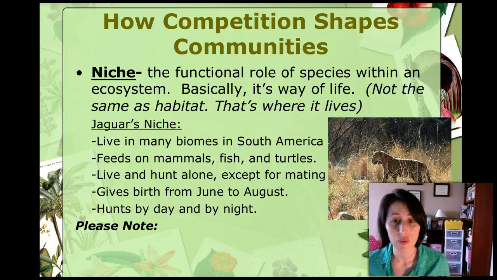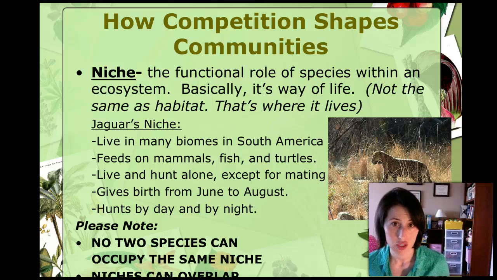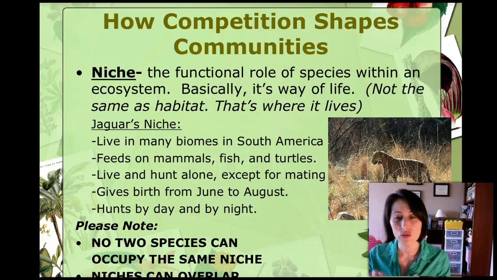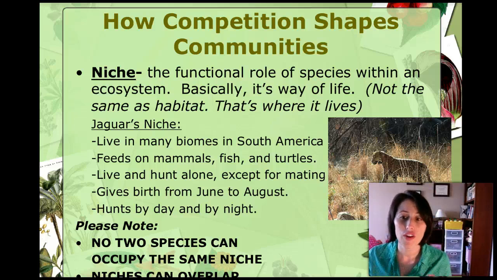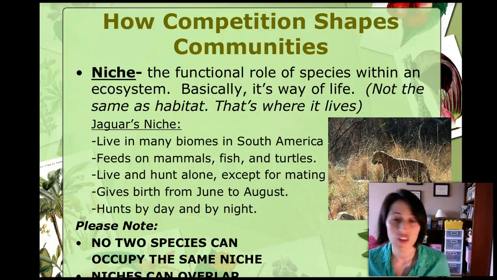I want to add, no two species occupy the same niche, okay? What that means is two organisms that have roles that are so close in their ecosystem cannot live in the same area, okay? They can have overlap. So maybe we have another large mammal that feeds on small mammals, but it doesn't feed on fish or turtles. Or we have another animal that lives in maybe the marshes of South America, but they may not live in the deciduous forest or the rainforests. We may have another large mammal that hunts during the daytime, not at nighttime. So that's how niches can overlap, but no two organisms can have the same overlapping niche.